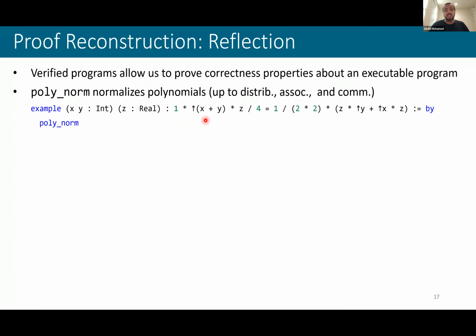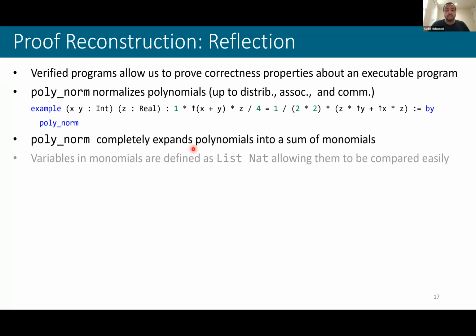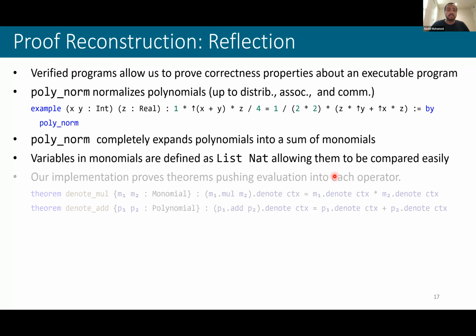So basically, if you see here, we have the expressions on the left hand and the right hand are different, and basically polyNorm simplifies, normalizes both sides so that they're equal. And the way it does that is basically by expanding the polynomials into a sum of monomials. And the way we handle the variables x, y, z in the monomials is by defining them as lists of naturals, which allows them to be compared easily.